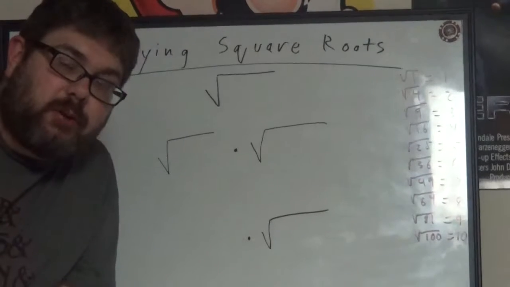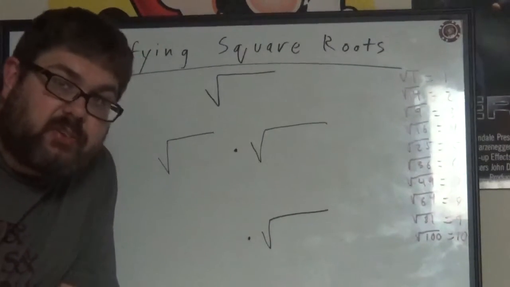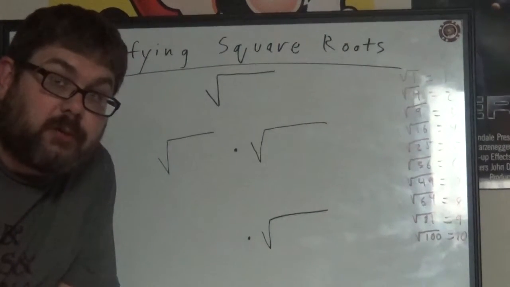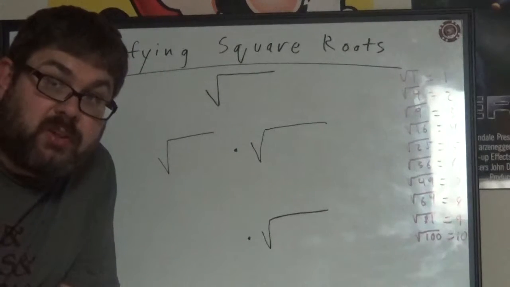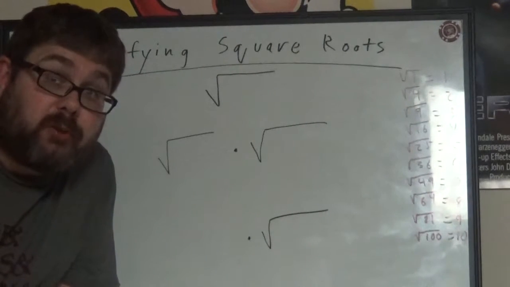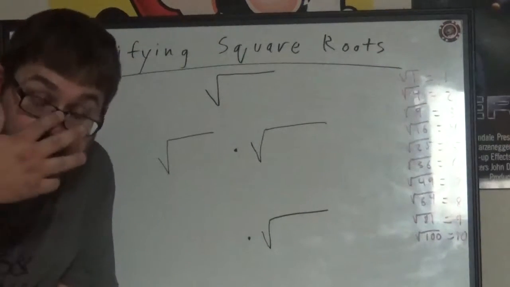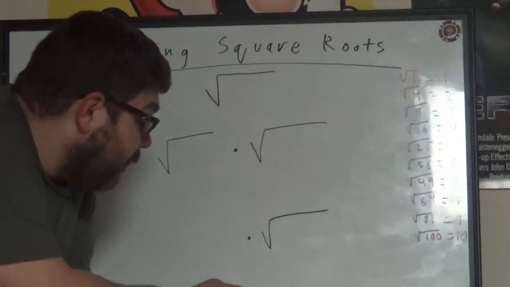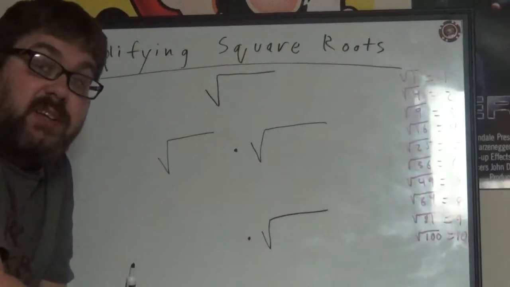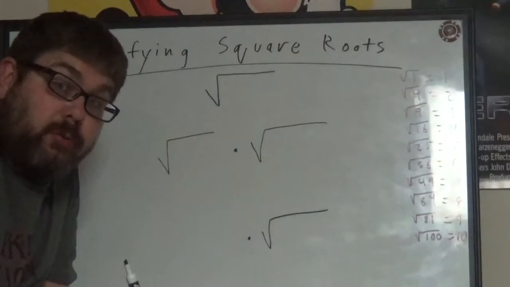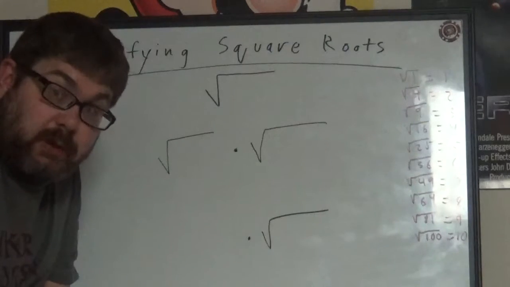Hey, this is Mr. Coker with Foundations of Algebra Lesson 3.1, Simplifying Square Roots with Just Numbers. The next video will deal with simplifying square roots when there are variables included. But when we just have numbers, it's pretty easy as long as you know the perfect squares.